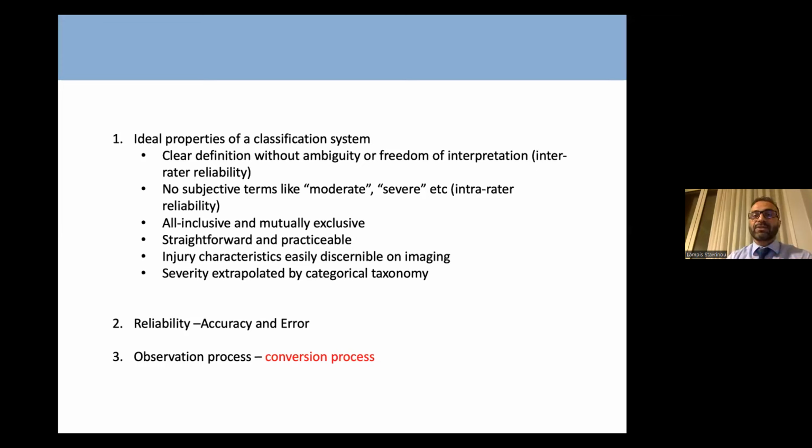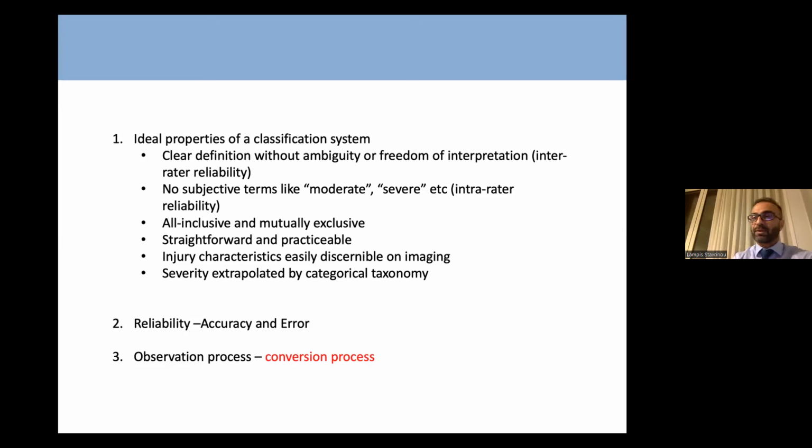The ideal classification system should be void of subjective terms like moderate and severe, and the descriptions and the classifications, the taxonomy, should be all-inclusive and mutually exclusive. What does that mean? It means that if I classify a fracture as an A2, then it cannot be anything else than an A2 under any other circumstance for this particular fracture. It should be straightforward, that is, self-explanatory.